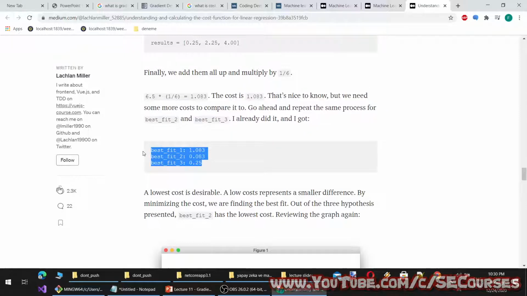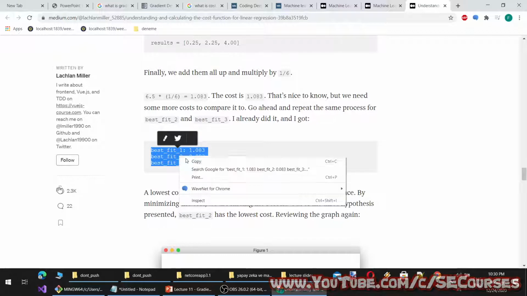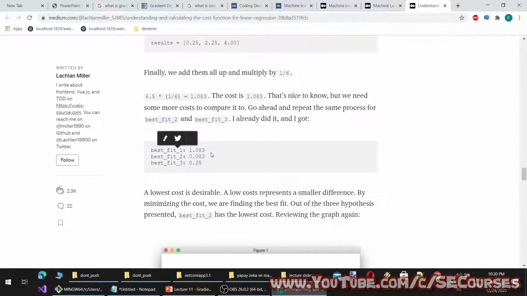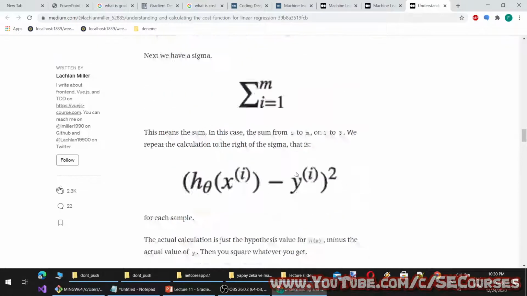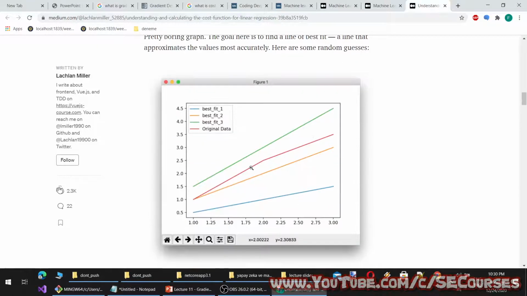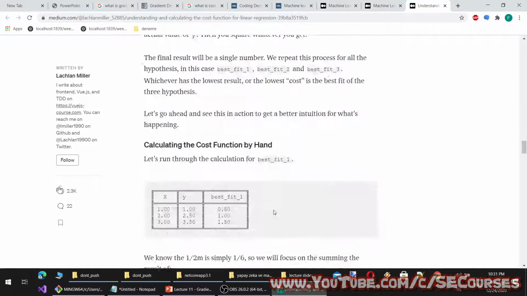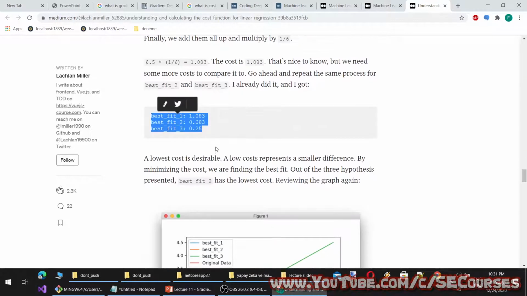I already did it, and so you see, the lowest one is best fit 2. Therefore the best fit 2, the orange one, is the best one that matches as much as the original data for separation.